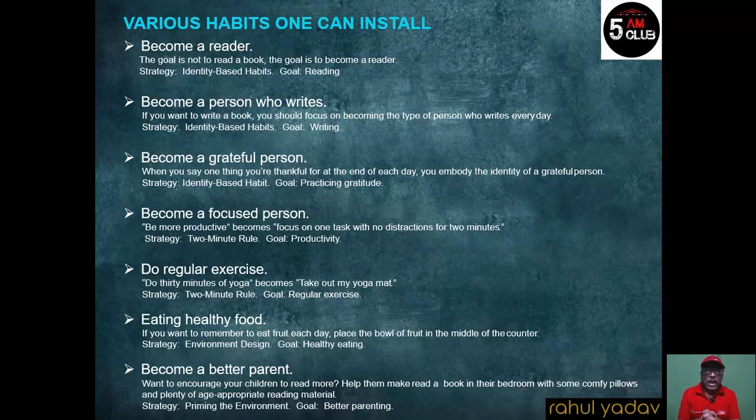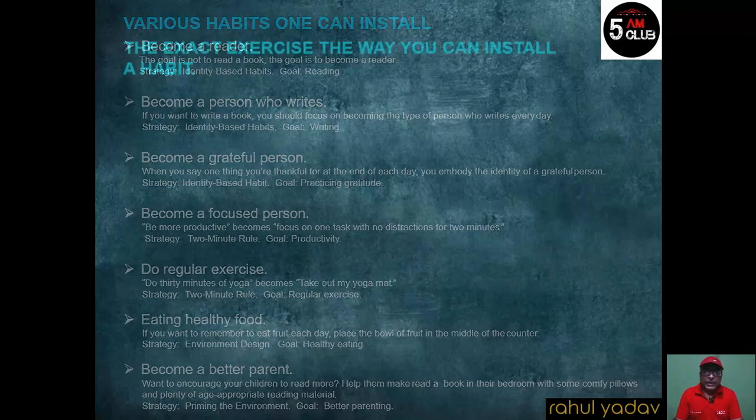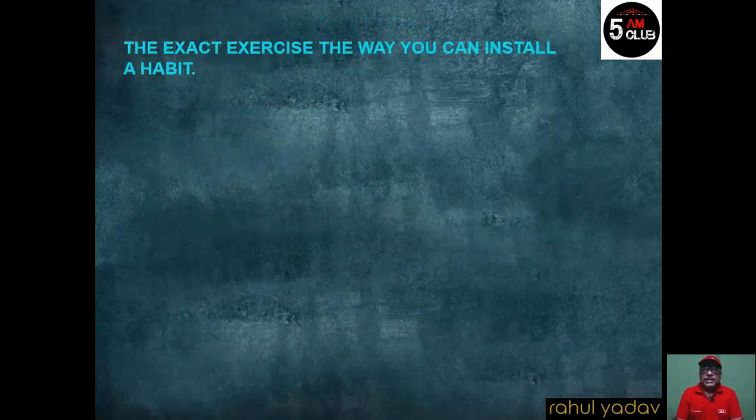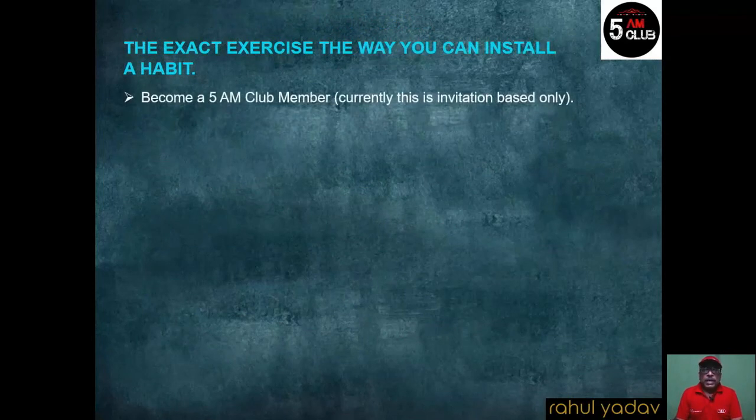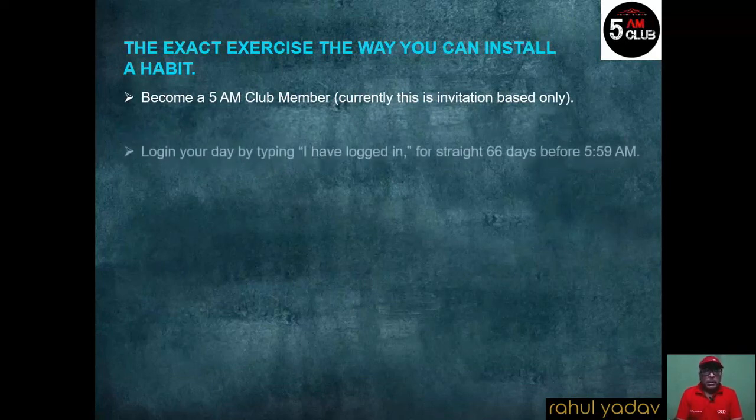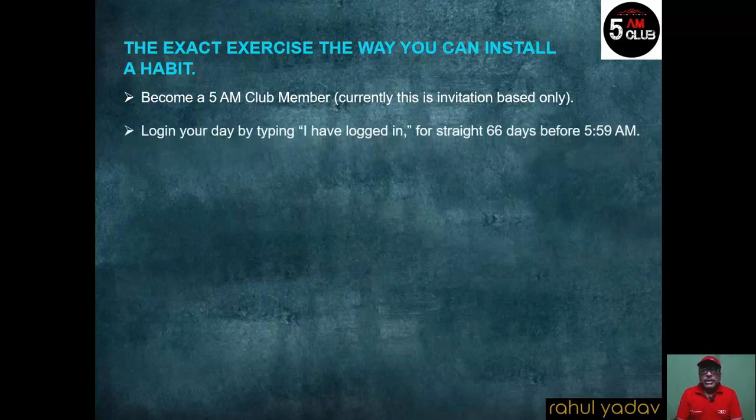So this way you can choose your habits and you can install them, going through the formula of 66 days. Now the exact exercise, the way you can install your habit, is you can become a 5 a.m. club member. Currently this is invitation based only, so you need an invitation from me, or at least one referral from somebody who is already a 5 a.m. club member. Log in your day by typing just "I have logged in" for a straight 66 days before 5:59 a.m.